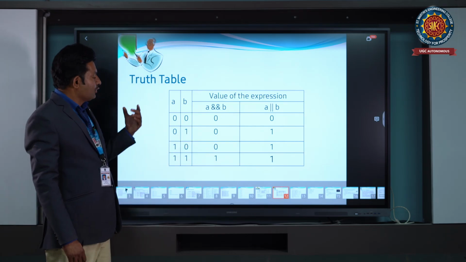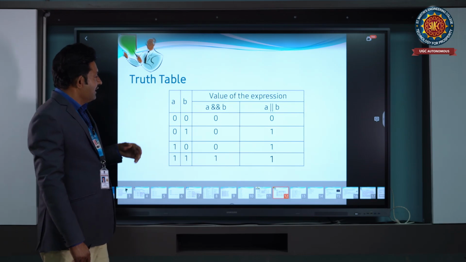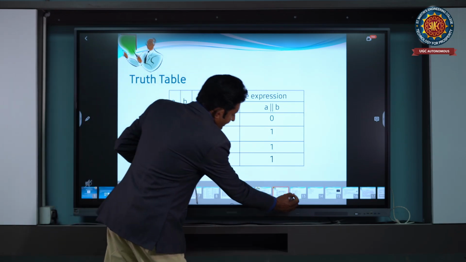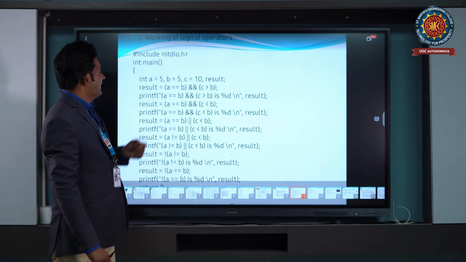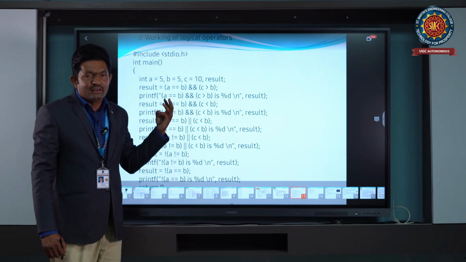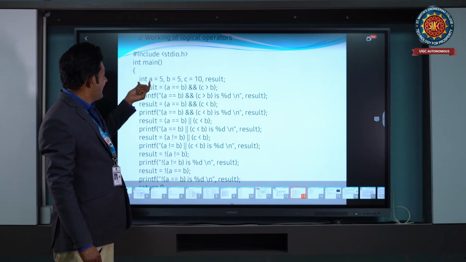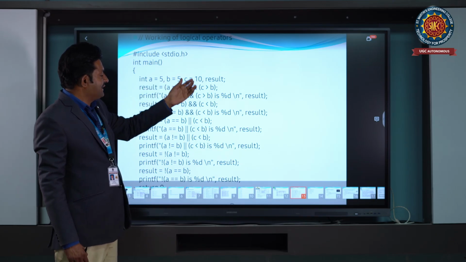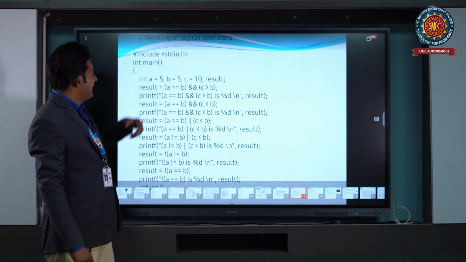Based on this truth table, it will be implemented in all the logical operators. Now the demonstration of the working of logical operators: logical AND, logical OR and logical NOT, that is the negation of the values. Here int A is equal to 5, B is equal to 5, C is equal to 10. This is the demonstration of a C program for all the logical operators.